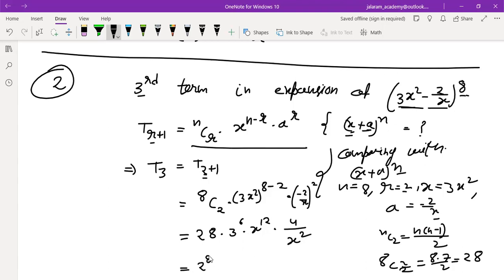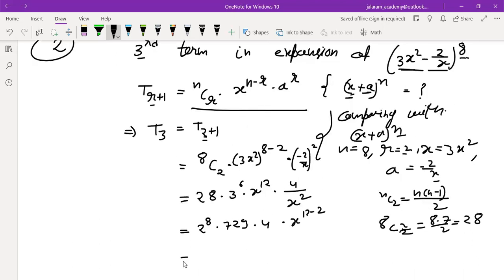So what is the value of 2 to the power 6? 3 cube is 27. So 3 to the power 6 is 27 square, 28 into 4 into x to the power 12 minus 2. That is, the final answer we can write as 2 to the power 8 plus 2, 10, or you can write its product also. What is the value of 2 to the power 10? 2 to the power 5 is 32. So 2 to the power 10 is 1024, into 729 into 4 into x to the power 10.